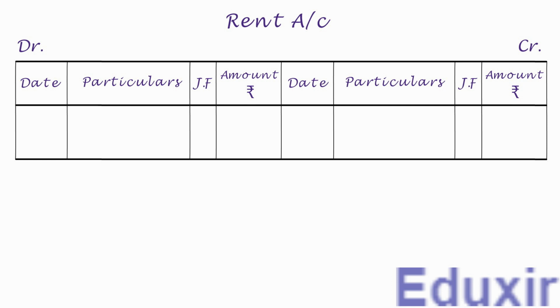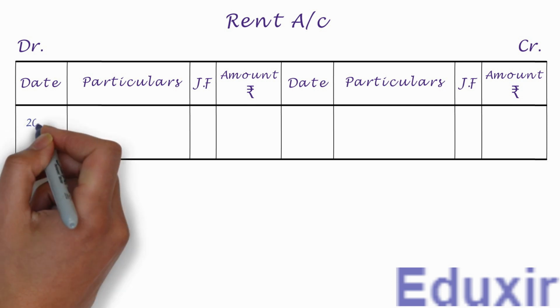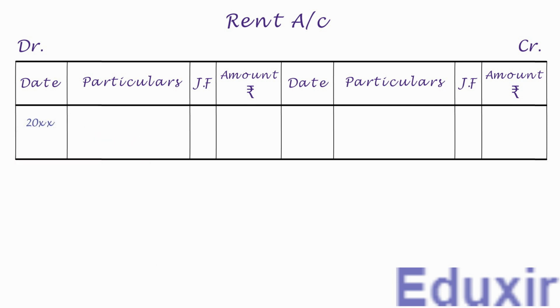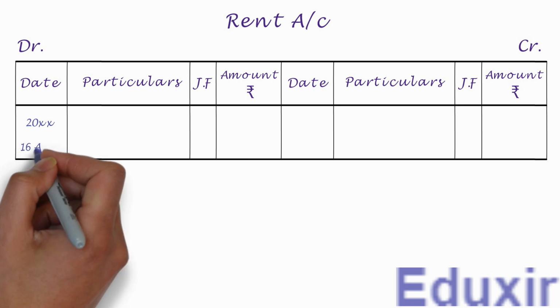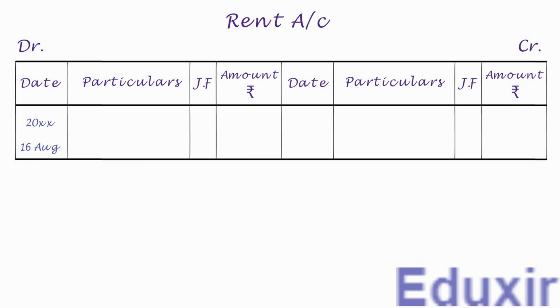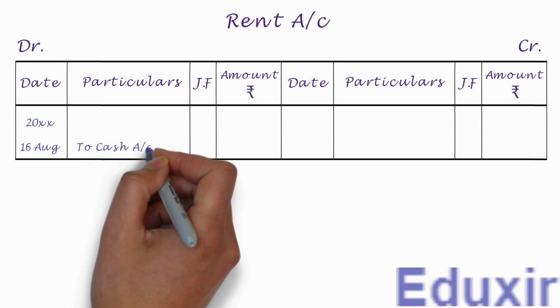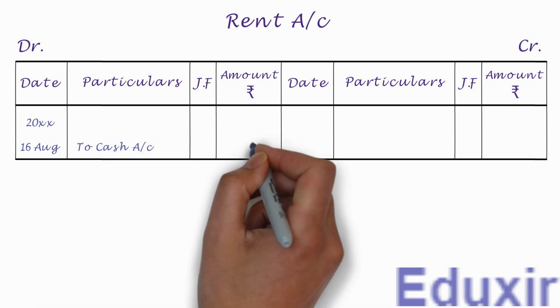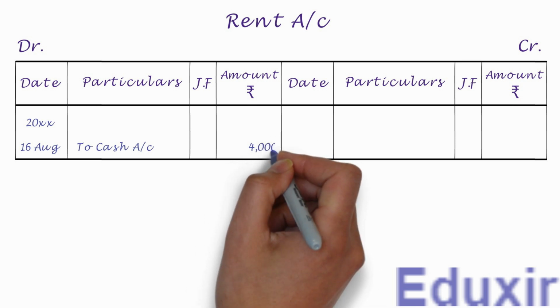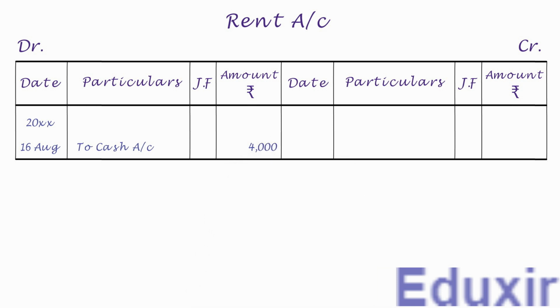Now on the debit side, let us first write the year in the date column. Let us now write the date. We need to write to cash account into the particulars column. Let us write the debit amount of 4,000 rupees into the amount column. With that, we have completed the posting of this journal entry into the rent account. Let us now take up the next entry.